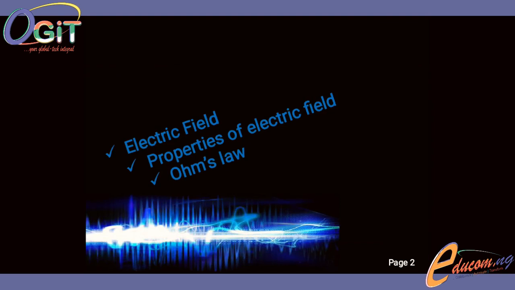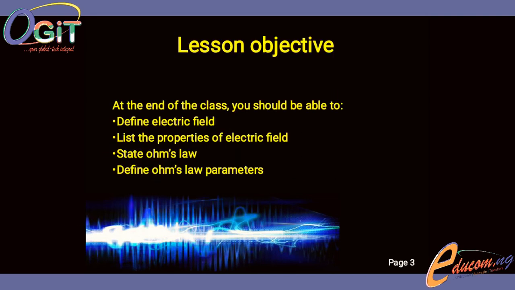Topic outline. I will be taking you through 3 topics under electric field: electric field, properties of electric field, and Ohm's law. Lesson objective. At the end of the class, you should be able to define electric field, list the properties of electric field, state Ohm's law, and define Ohm's law parameters.